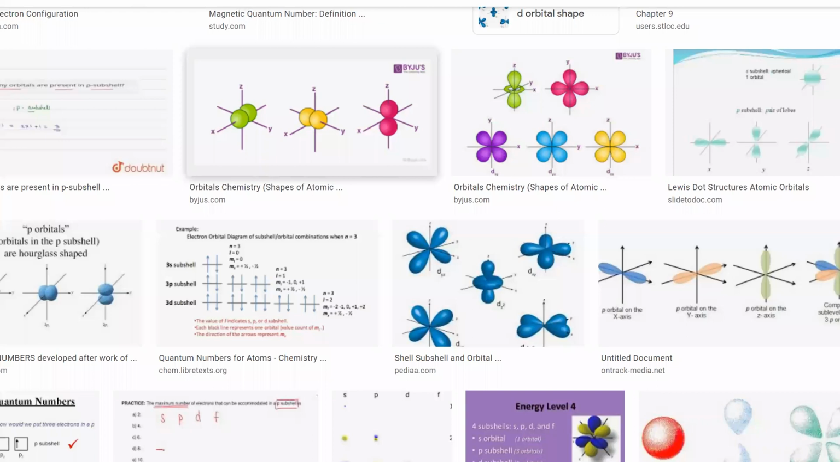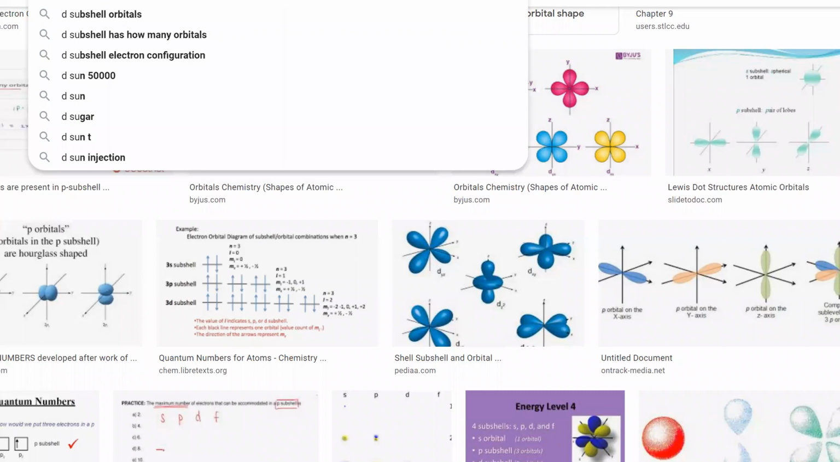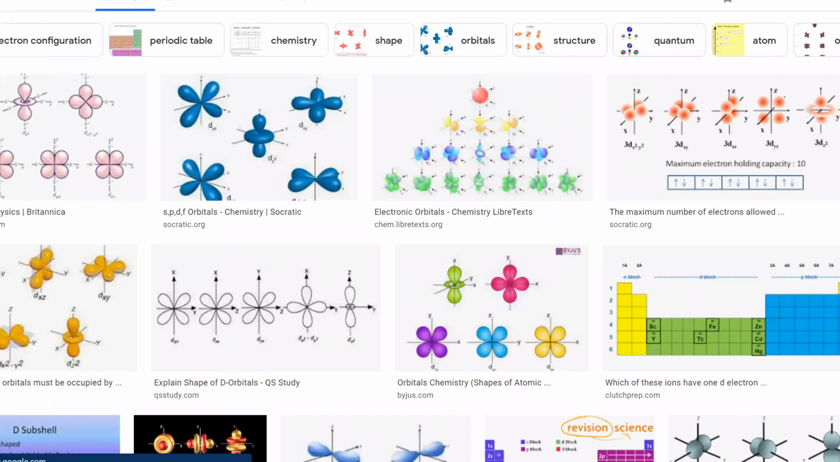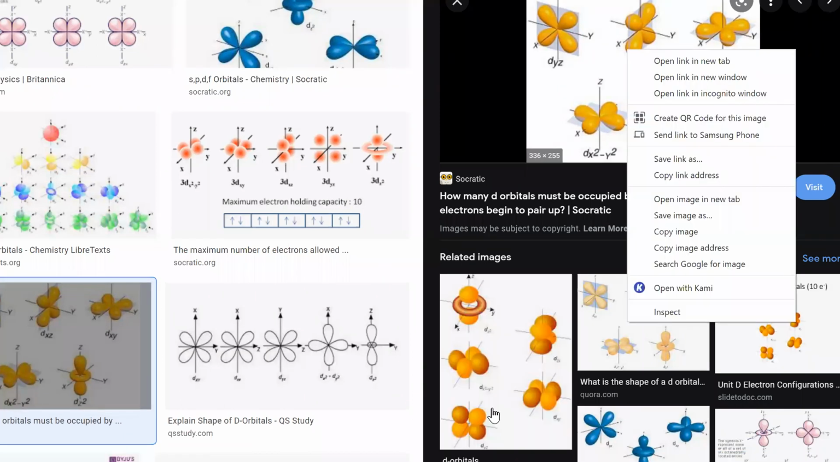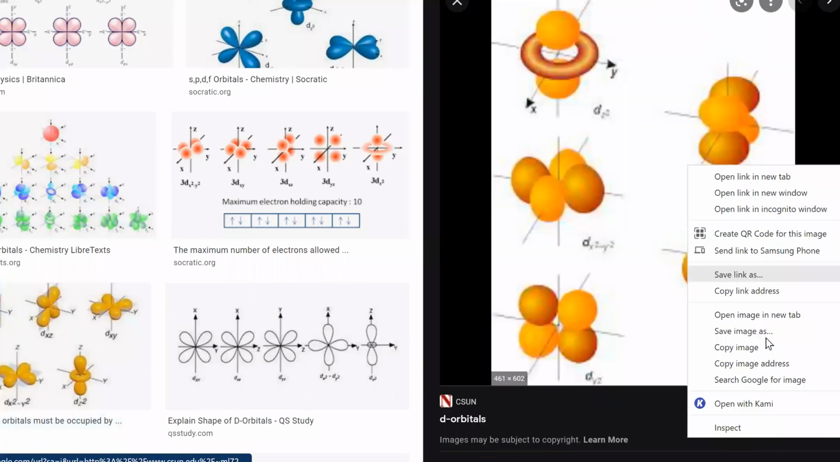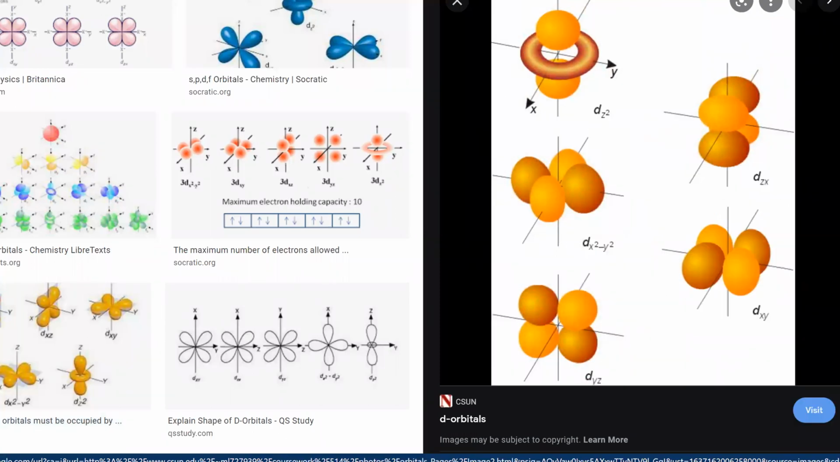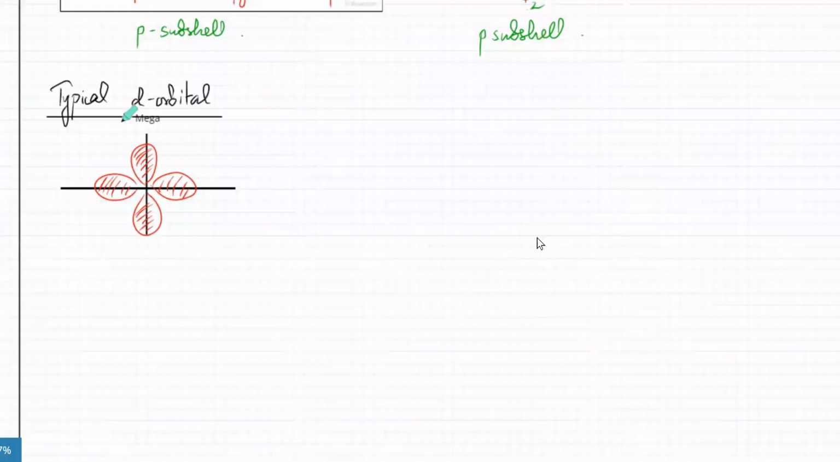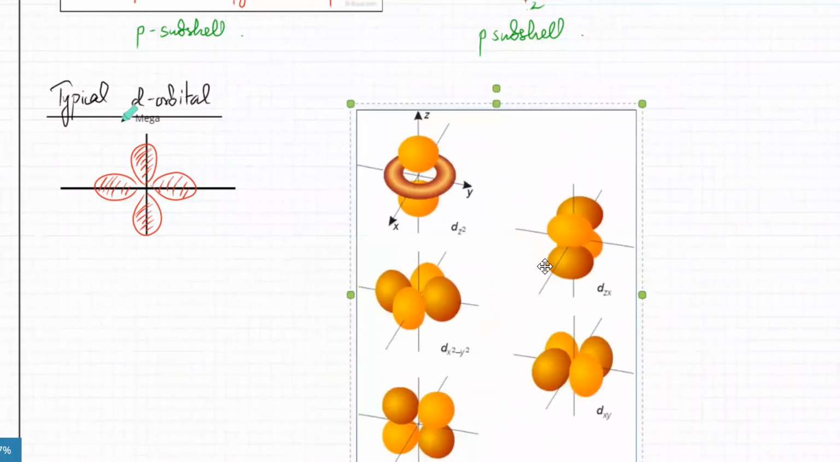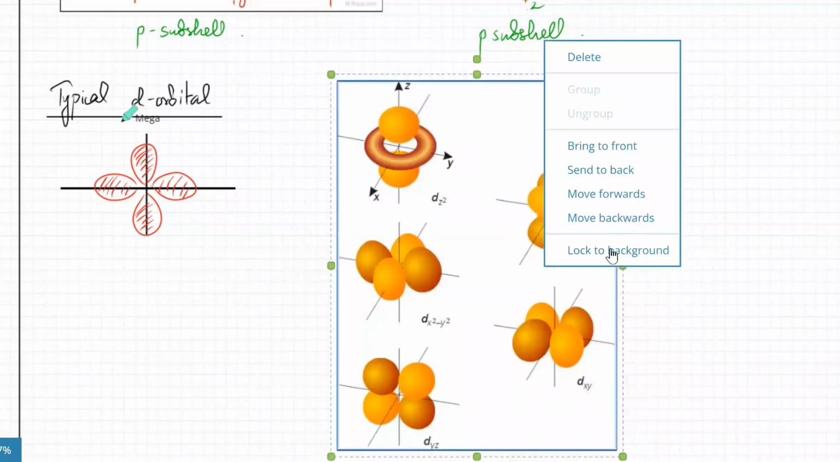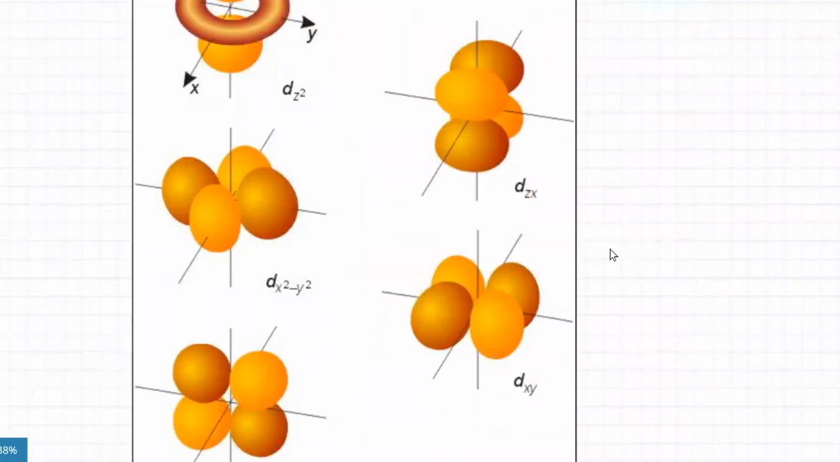So I'll just copy the shape of a typical D subshell. This one kind of shows the orientation as well. Okay, this one is even better, I think. Just a second. So we'll copy this one. So you got these 4 lobes where the electron could exist.